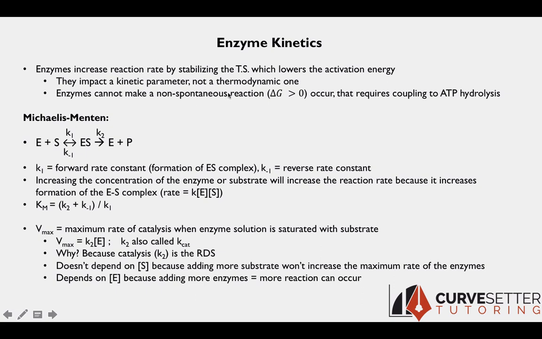Enzymes don't affect the thermodynamics of a reaction, meaning they're not going to change the delta G of the reaction. So they can't make a non-spontaneous reaction occur. That's going to require coupling the reaction to ATP hydrolysis. What they can do is increase the rate of a reaction which is already spontaneous. If the reaction's already spontaneous, but it just has a really slow rate, then it may appear to not be occurring at all. An enzyme is going to increase the rate and make that reaction able to occur.